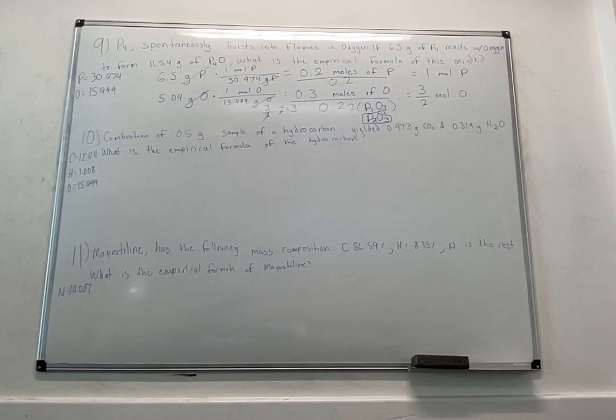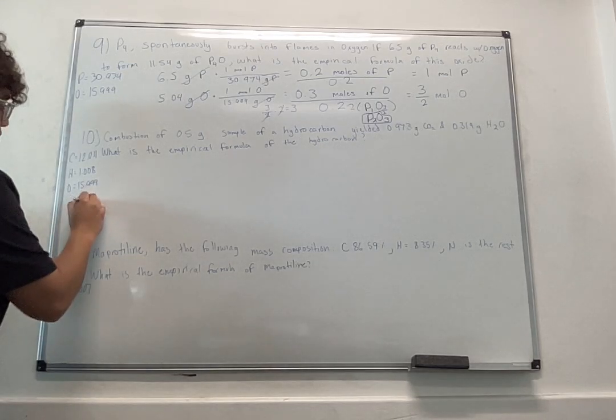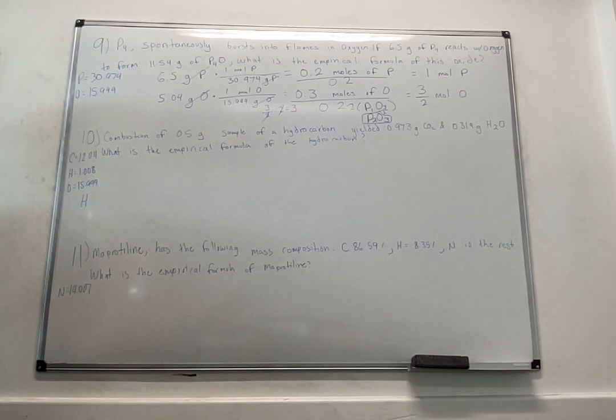Okay. Number 10. Combustion of a 0.5 gram sample of hydrocarbon yielded 0.973 grams CO2 and 0.319 grams H2O. What is the empirical formula of the hydrocarbon? Now, a hydrocarbon, hydro is in there, hydrogen is H, and carbon is in there. That's a C. So we're trying to find the subscripts for these C and H.